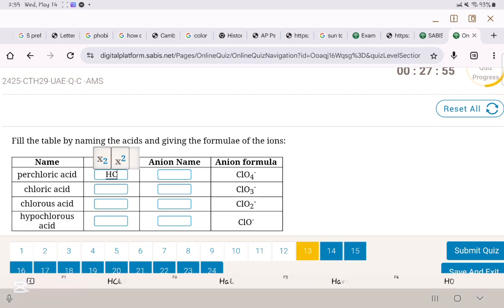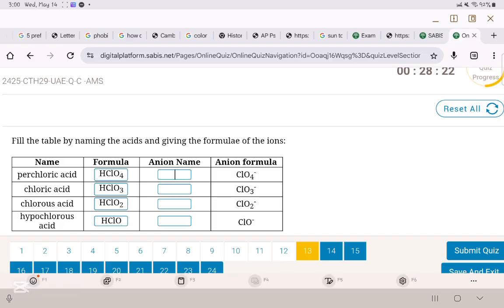So HClO4 for perchloric acid, then HClO3, then HClO2, and then HClO. Okay, now how do we name the anion?